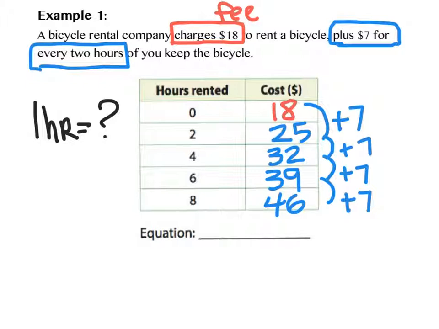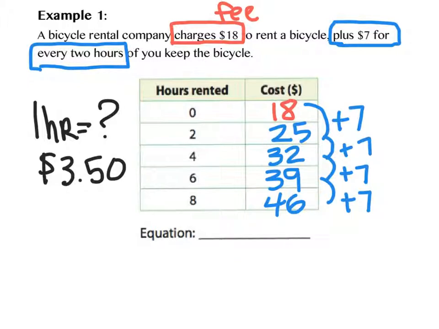If 2 hours costs $7 extra, 1 hour would just be half of that. So 1 hour is $3.50. Because if I wanted to know 5 hours of keeping the bike, I couldn't add 7 more because it says 7 for 2 hours.